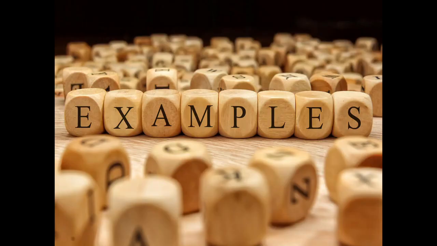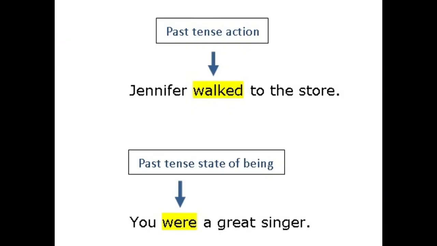Let's take a few examples, students. For example, if I say Jennifer walked to the store, students, walked is an action done in the past. It's a past tense action. Suppose if I say you were a great singer. When I am saying this, it means students, were is the past tense state of being. You were a great singer. So it's a past tense state of being, students.